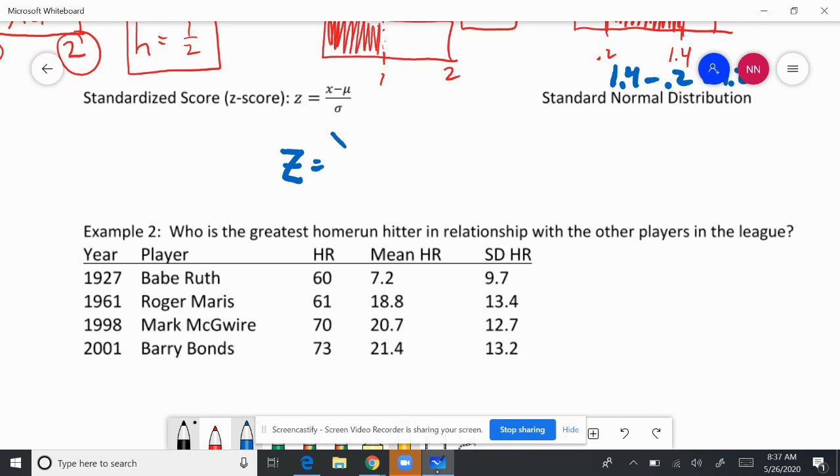So what we do is we take our x value, we subtract our mean. Mu is a symbol for mean. X bar is another symbol for mean, but usually what we do is use the Greek letter mu. And then sigma is the symbol for standard deviation. So this is how we find our z-score.